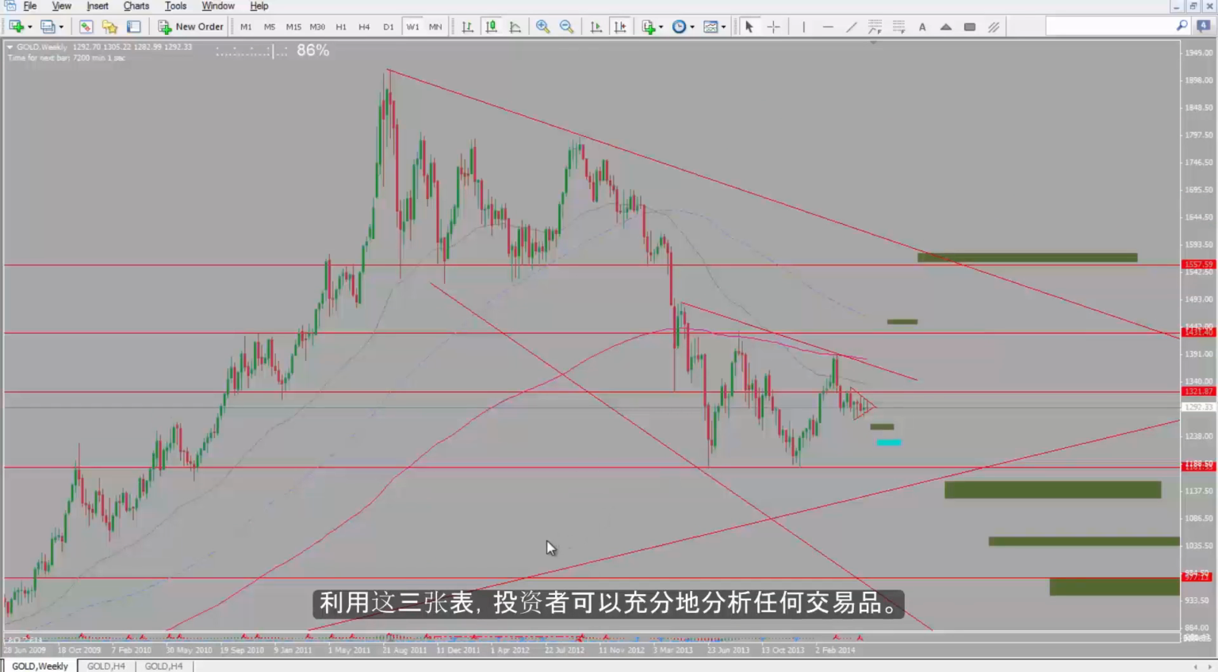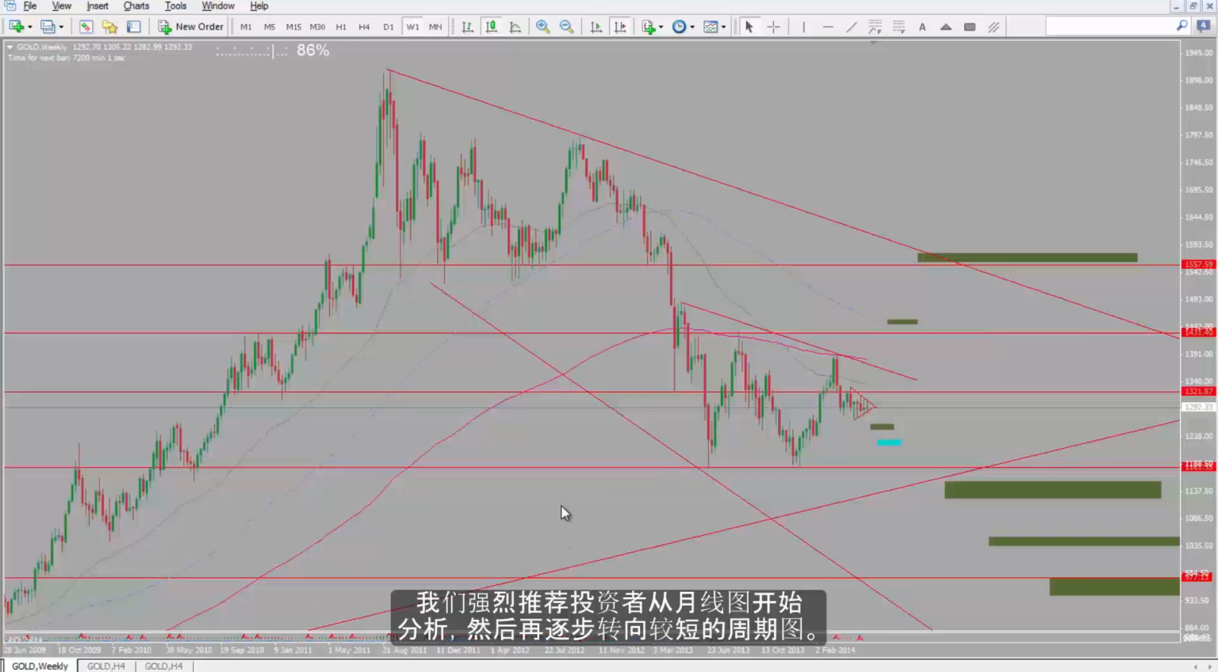Using the 3 charts, a trader can analyze any symbol thoroughly. It is strongly recommended that traders start the analysis on the monthly time frame and work their way to shorter time frames.